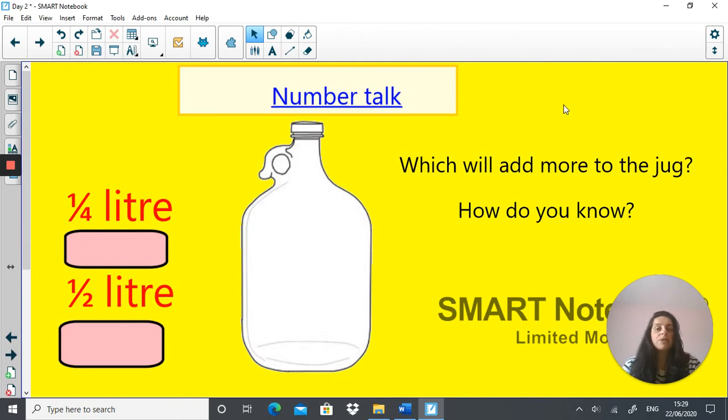Okay, so here's our number talk. Which will add more to the jug, a quarter of a litre or half a litre, and how do you know? Pause the video and answer the question.